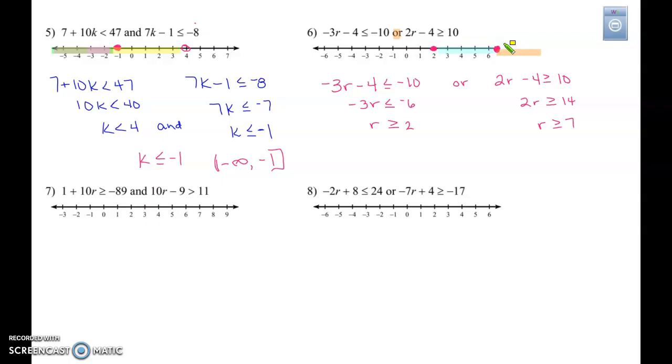So this one actually, the blue one, would cover both of them. So it would go this way. So we're using the blue one because it's an "or". So it can be this or this. This one includes both of them. So your answer would be r is greater than or equal to 2. And then when you go to write it in interval notation, it would be 2, comma, positive infinity.